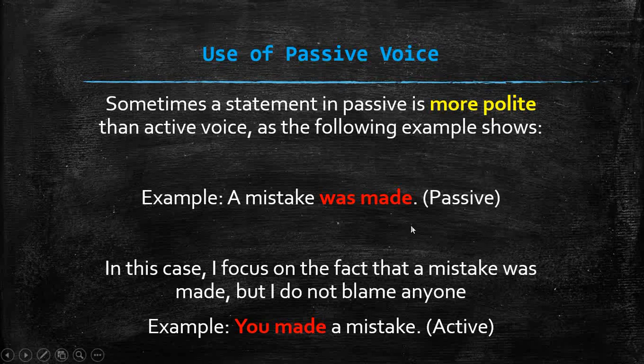This sentence in active voice would be like this. You made a mistake. Okay, here I'm saying who did the action, who made the mistake. But here, I'm not saying it. I'm just saying that the action happened.